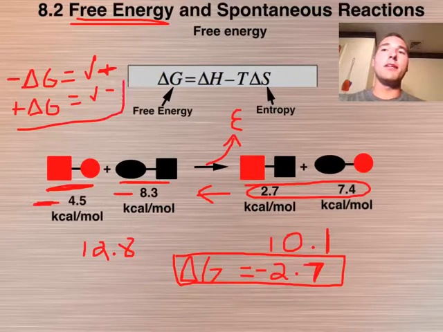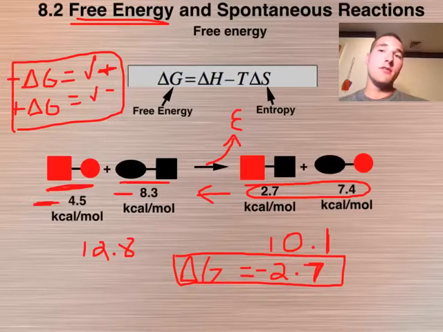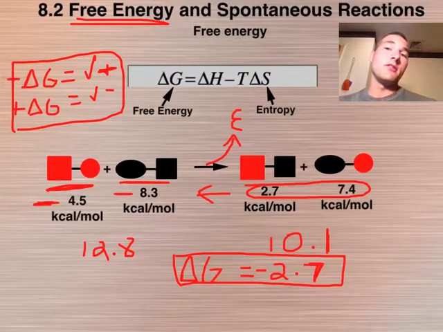That's probably the biggest thing you need to know from this chapter: if there's a negative delta G, it's good. If there's a positive delta G, it's bad.